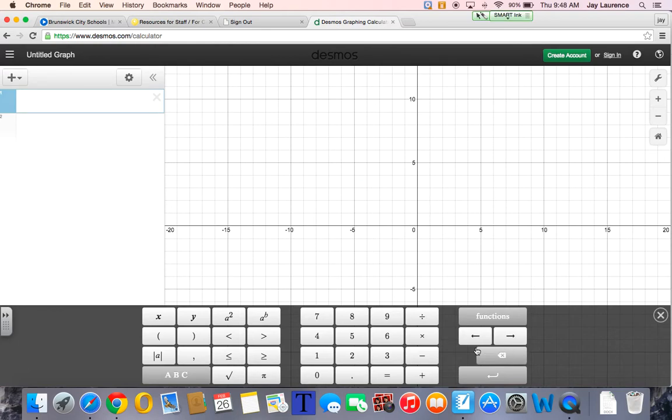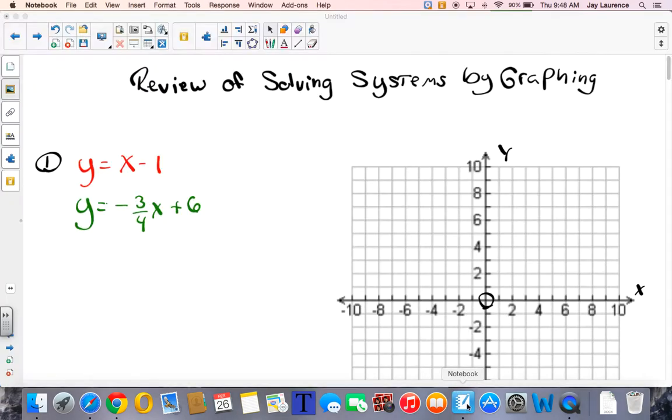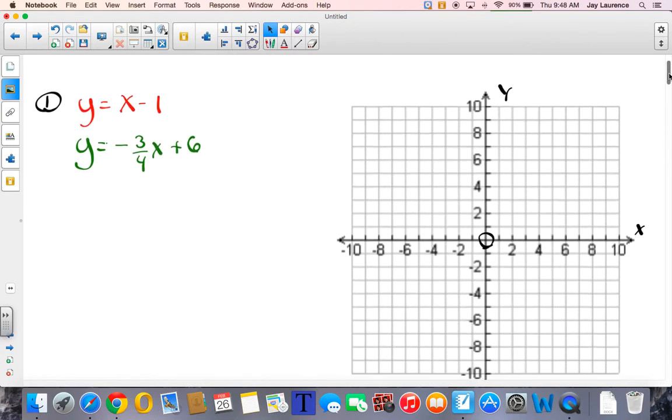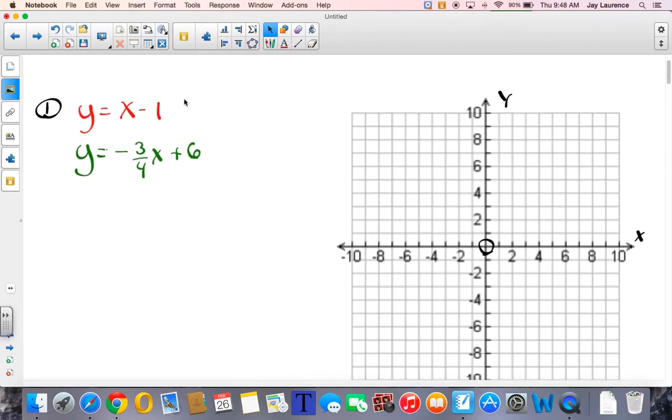This is going to be the review video for solving systems. So let me go to my work here. All right, I have two equations for you. y equals x minus 1 and y equals -3/4 x plus 6. They're both in slope-intercept form. So I'll do the red one first. I'll find the y-intercept, which is at -1, right? And the slope is 1 over 1.